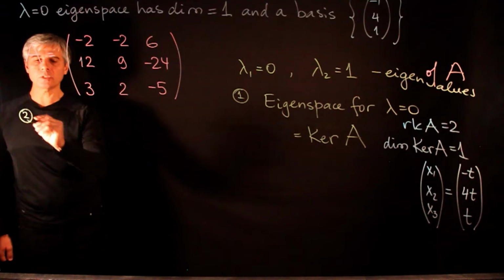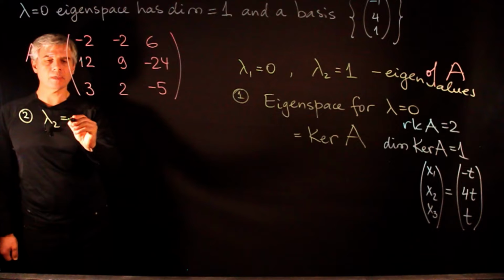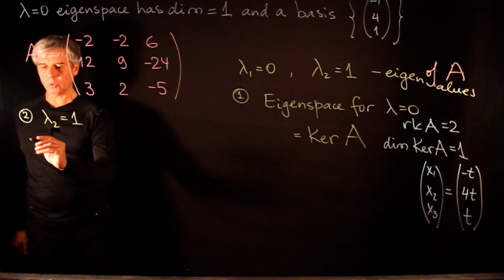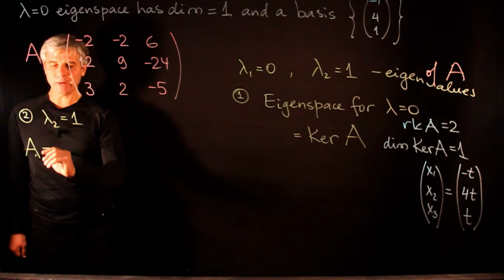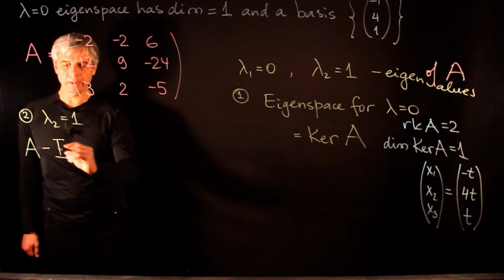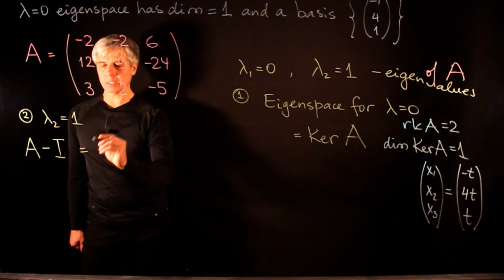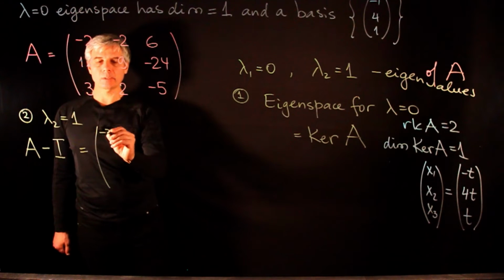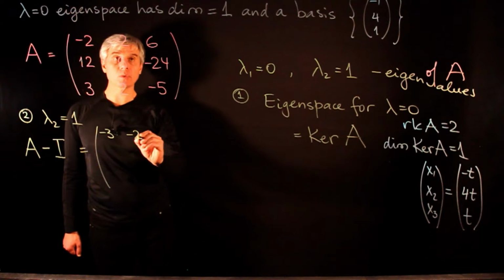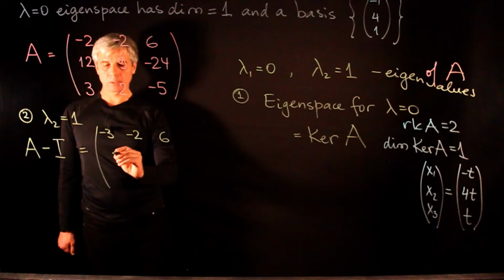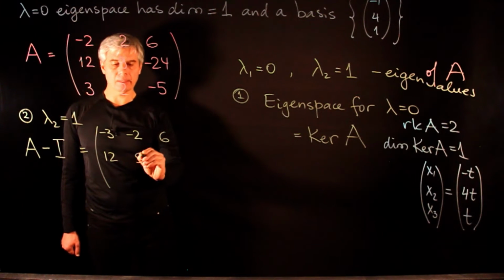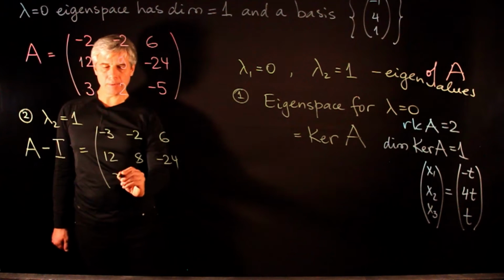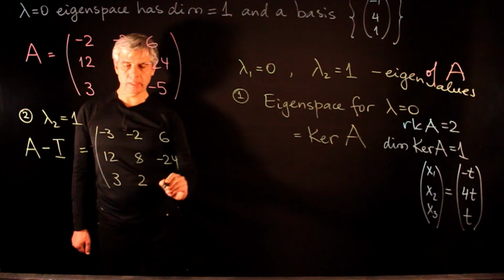Next, we're going to deal with the lambda equals 1 eigenspace. Here we need to consider the matrix A minus 1 times I. This matrix is going to be, so we subtract 1 from the diagonal elements: minus 3, minus 2, 6, 12, 8, negative 24, and 3, 2, negative 6.